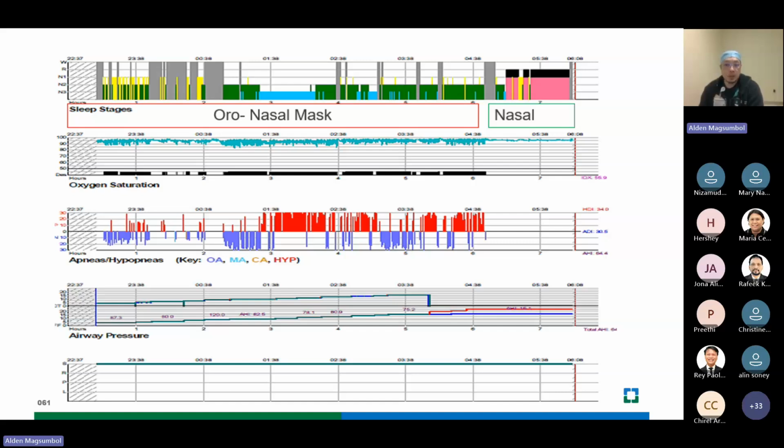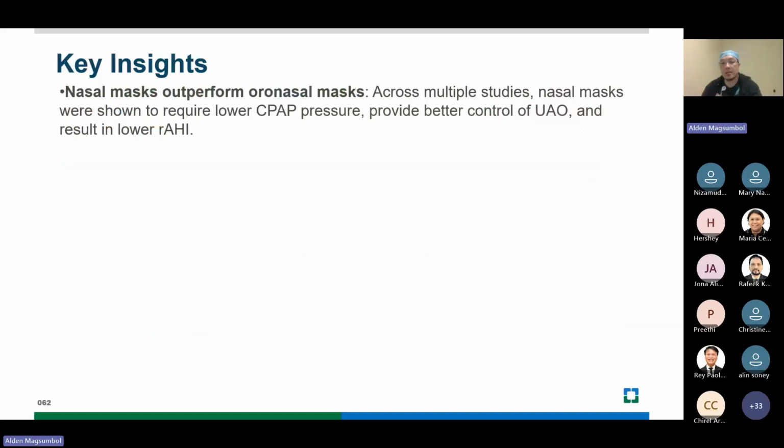Before we wrap up, let's quickly review the takeaways from this session. There are main points that will help you select the most effective CPAP mask for your patients during your titration, ensuring better treatment outcomes and patient adherence. So let's jump over to the important notes one more time. Nasal masks outperform oronasal masks. Findings were clear: nasal masks generally perform better across multiple studies.